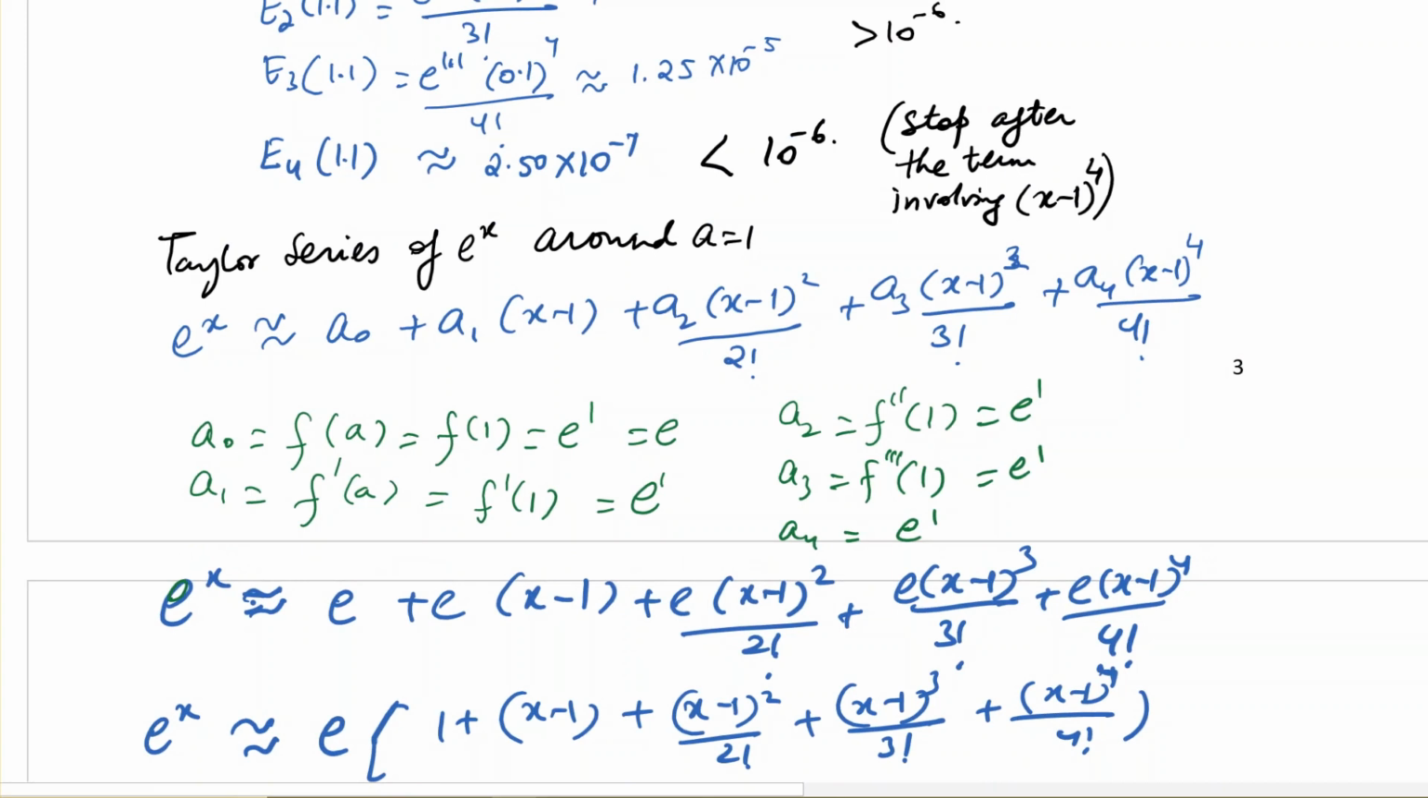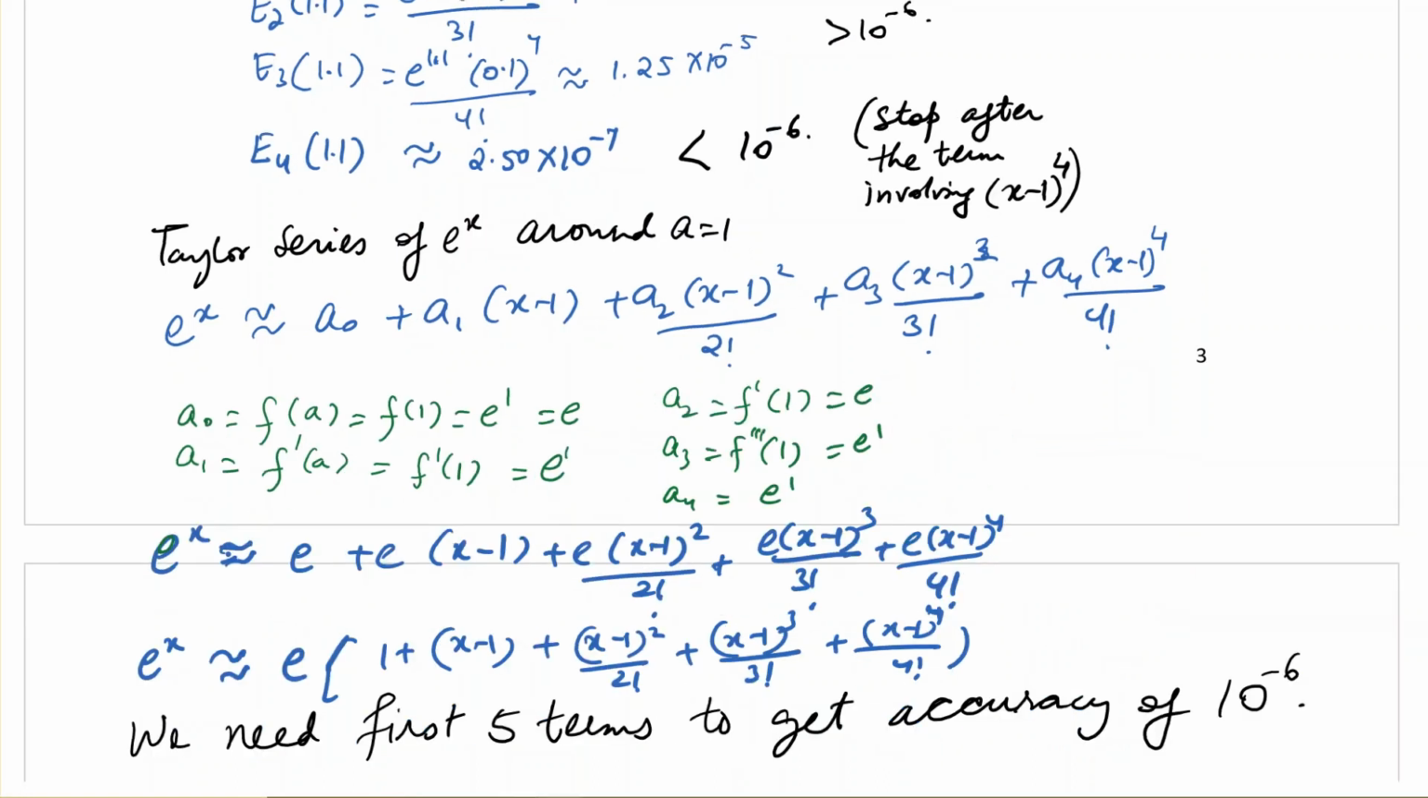So we stop after n equals 4. So that means we need the first 5 terms. I hope that makes sense. So let's just try one more problem.